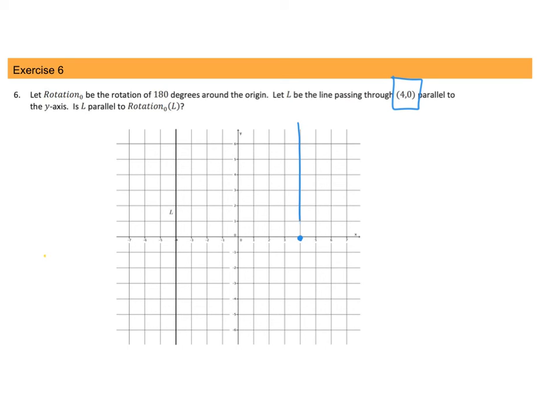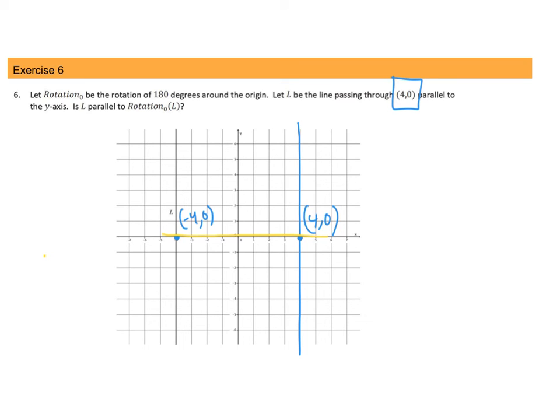Is this line a 180-degree rotation of this line? Well, it is, because this one is at 4, 0. This one is at -4, 0. And they're collinear. They form a straight line. So we know this has been rotated 180 degrees. And they're parallel.